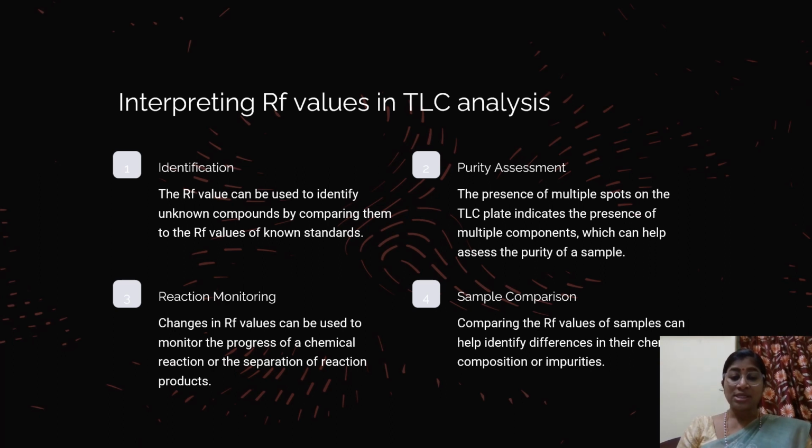Reaction monitoring: changes in Rf values can be used to monitor the progress of a chemical reaction or the separation of reaction products. Purity assessment: the presence of multiple spots on the TLC plate indicates the presence of multiple components, which can help assess the purity of a sample. Sample comparison: comparing the Rf values of samples can help identify differences in their chemical composition or impurities.